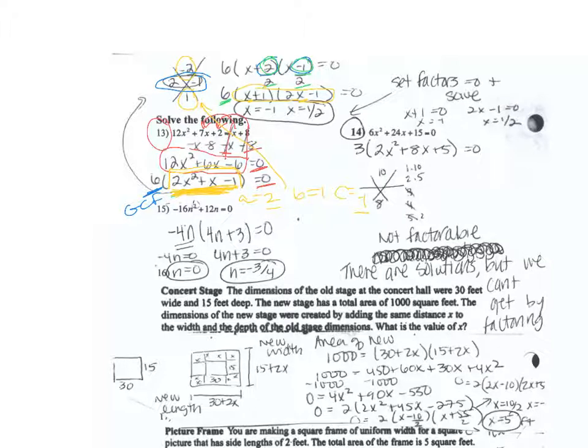And then you set your parentheses equal to 0 and solve. So when we set x plus 1 equal to 0, that's how we got -1. When we set 2x minus 1 equal to 0, that's how we got 1/2. You should always have 2 answers if it's degree 2.